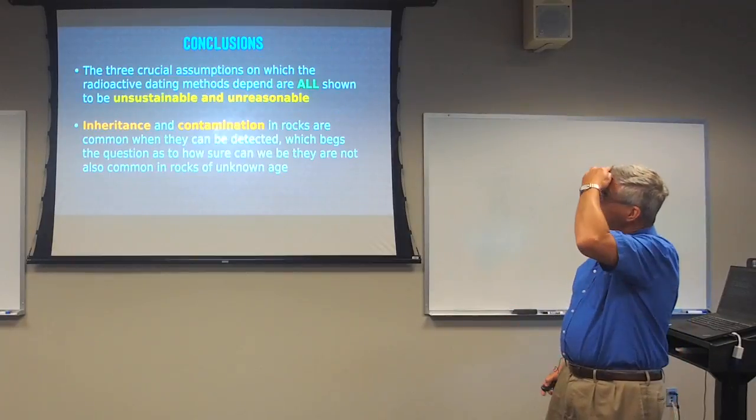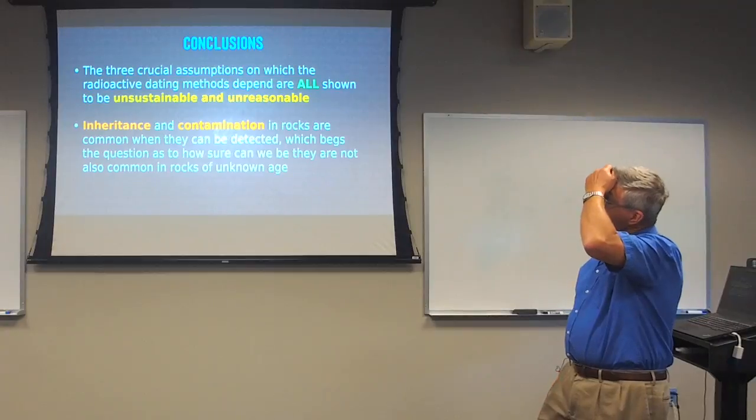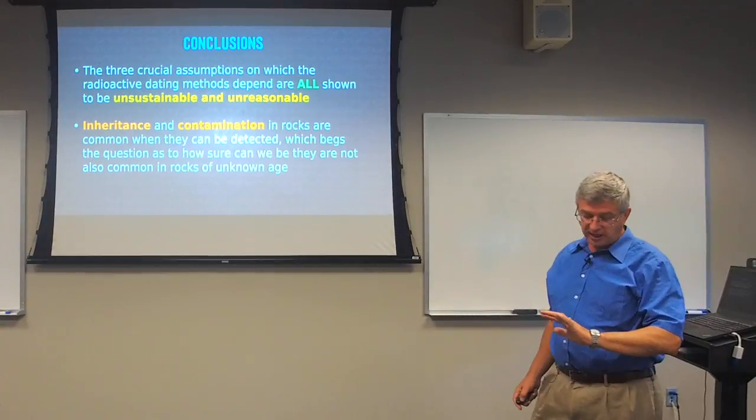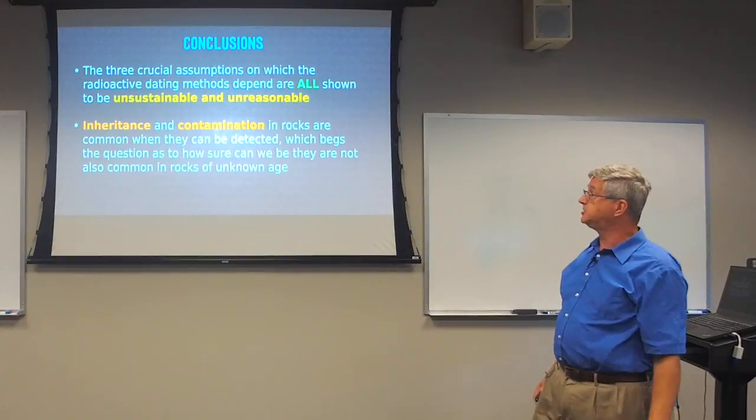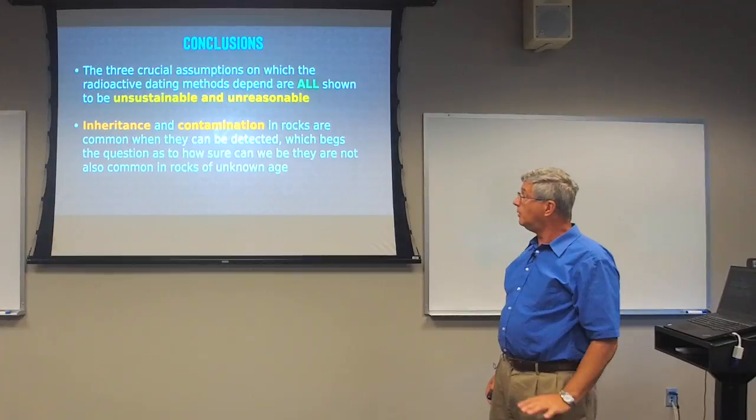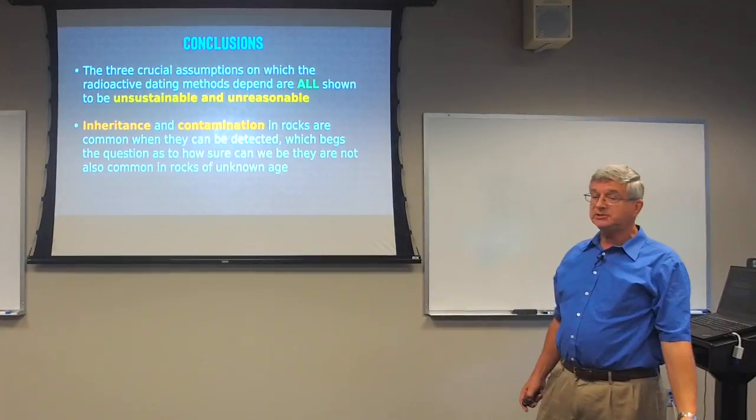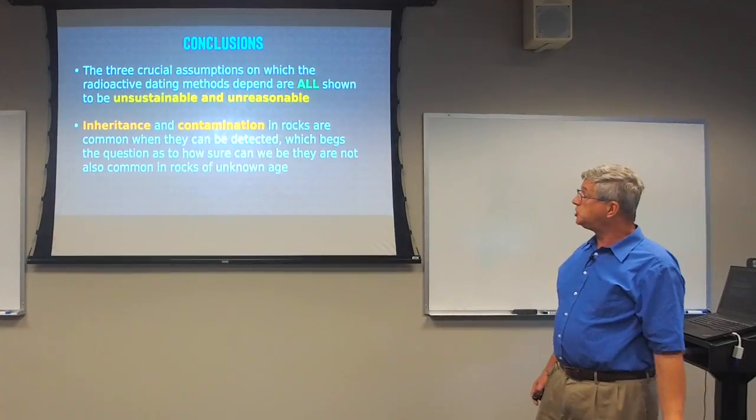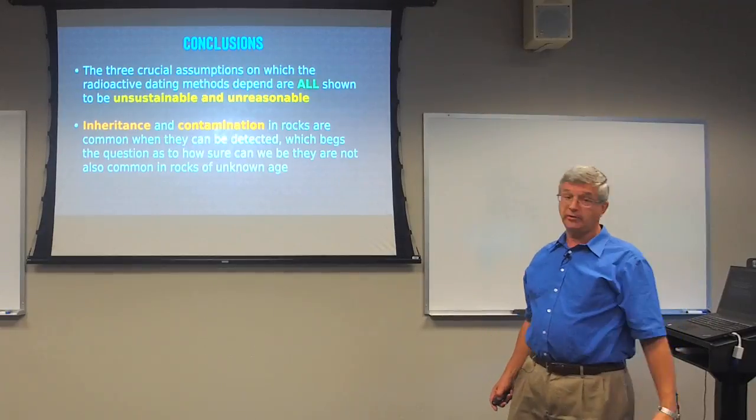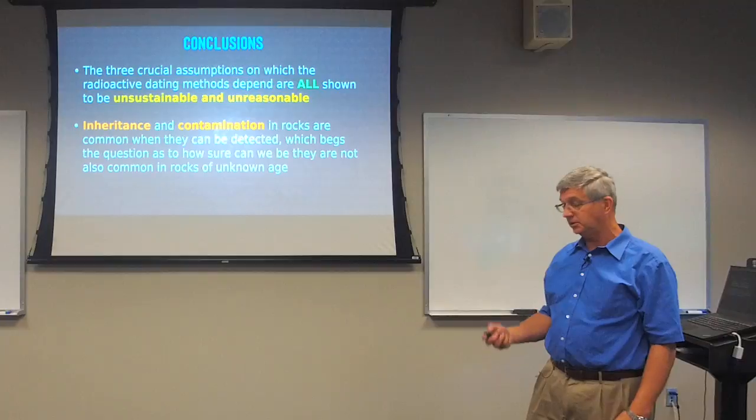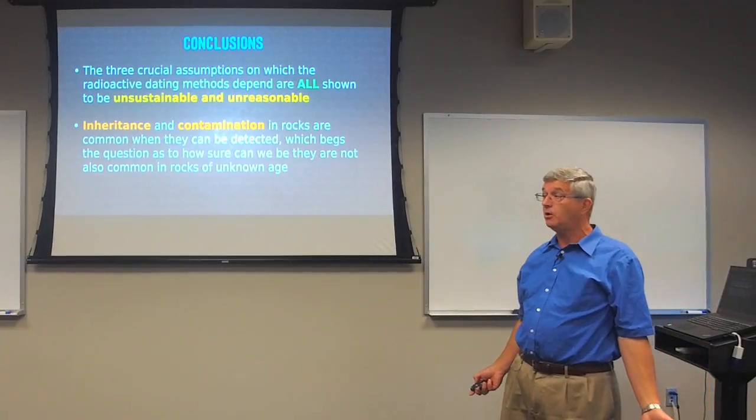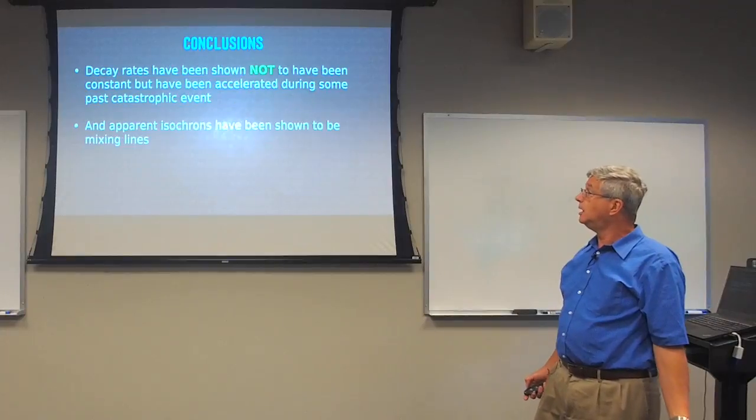So where does this lead us? The 3 crucial assumptions on which radioactive dating methods depend have all been shown to be unsustainable and unreasonable. Inheritance and contamination in rocks are common when they can be detected, which begs the question as to how can we be sure that they are not also common in rocks of unknown age. And the answer is, of course, we can't be sure. If there wasn't an observer to test when the rock was formed, how can we be sure?